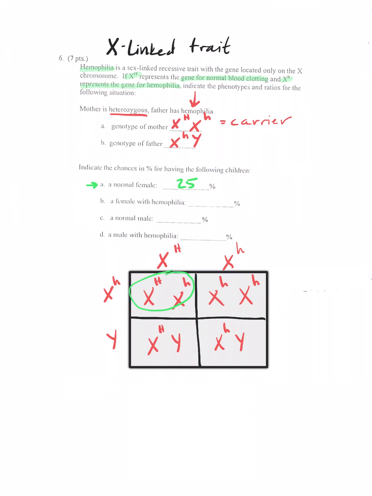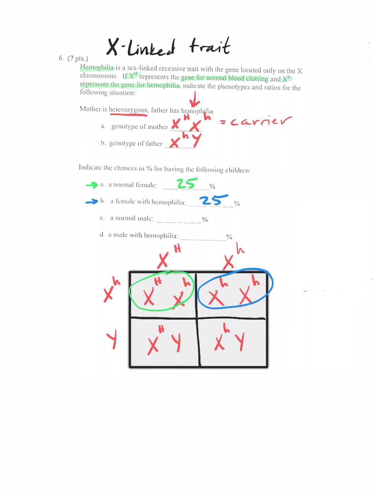We're also then going to look for a female with hemophilia. The genotype for that is X^h X^h. So this female has hemophilia. There's one of them, and so that's also 25%.